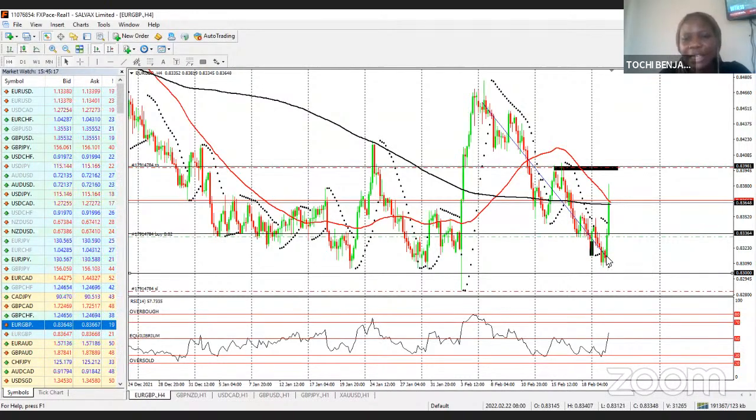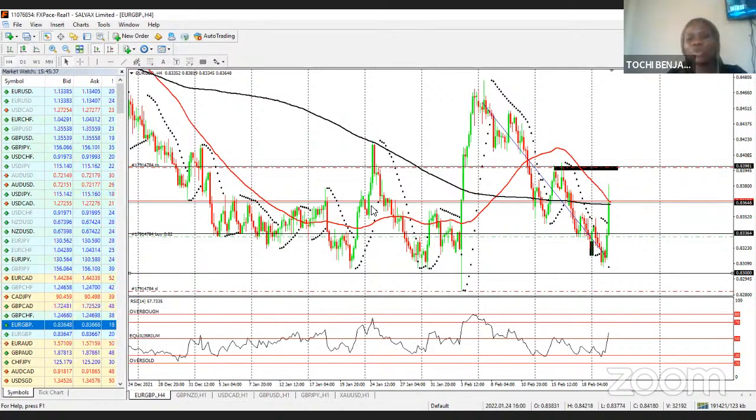Now, how did I identify it as a support? There are already more than 2 touches on that zone based on this H4 time frame, which, if you switch to the daily time frame and weekly time frame, you will still see those levels. And you can see what price did immediately price came to this level.